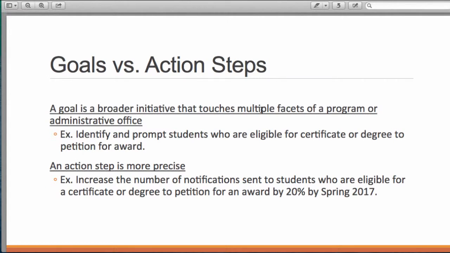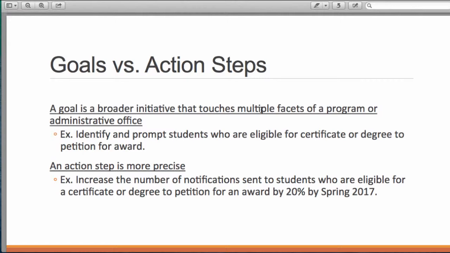To be more specific about the definitions of goals versus action steps, a goal is a broader initiative touching multiple facets of a program. For example, a goal may be to identify and prompt students who are eligible for certificates or degrees to petition for an award.